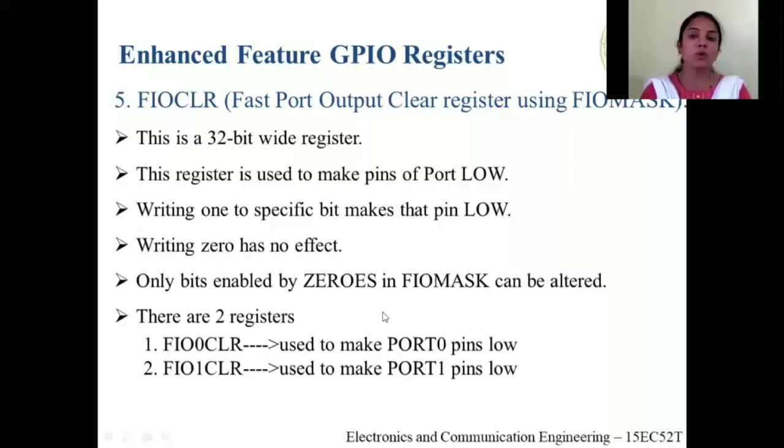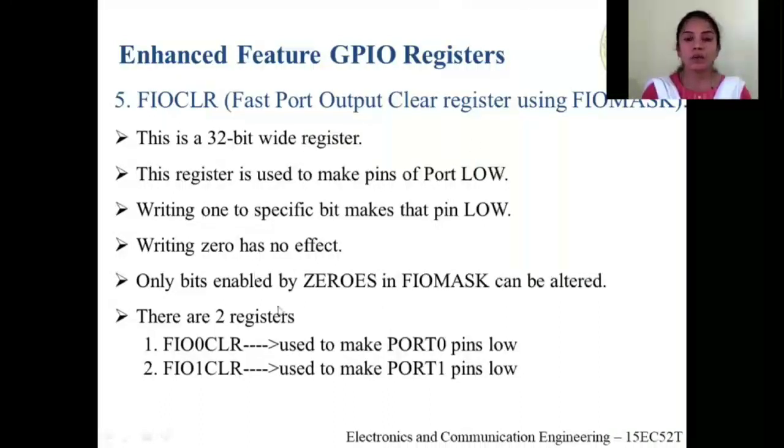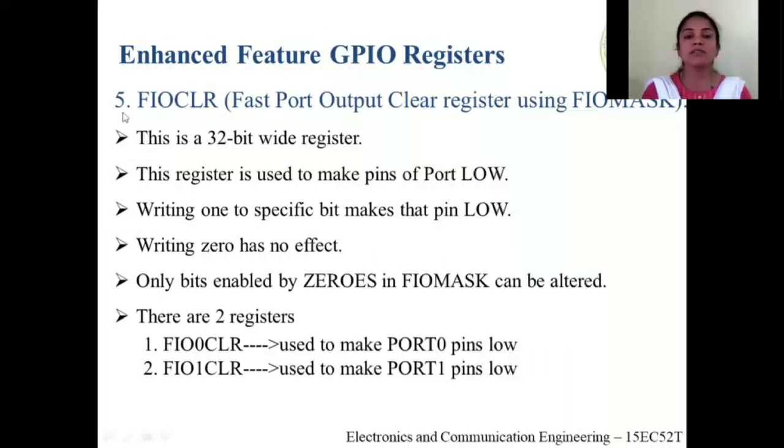So if you want to set value low on any pins of the port, before using the FIO clear, you have to use the FIO mask register to enable those pins to use the remaining fast registers by configuring 0. There are two registers, FIO 0 clear and FIO 1 clear. FIO 0 clear is used to make port 0 pins low and FIO 1 clear is used to make port 1 pins low. So this is all about the registers of GPIO.